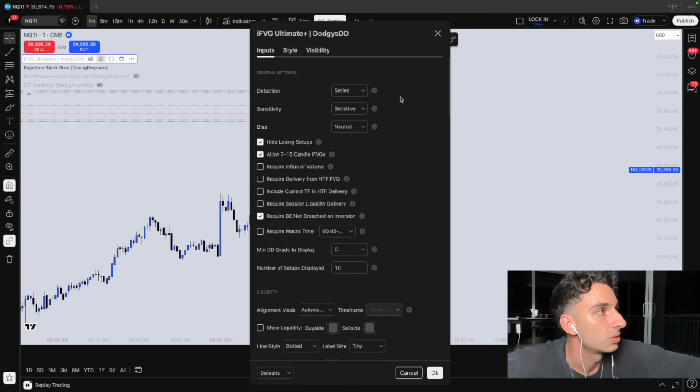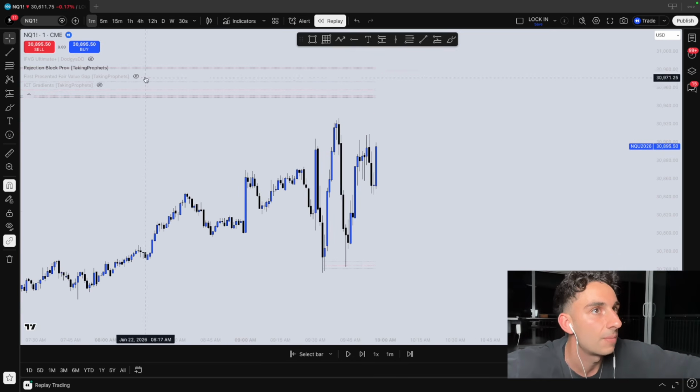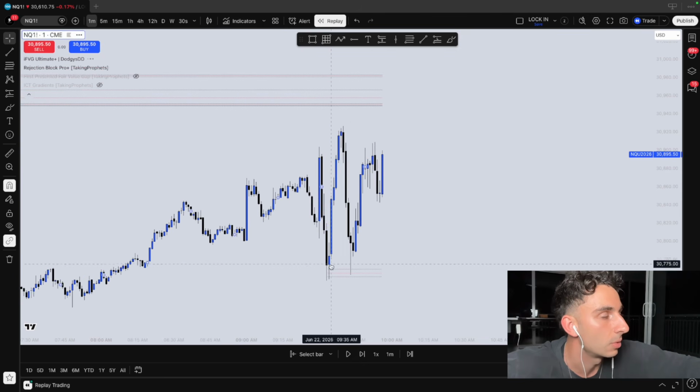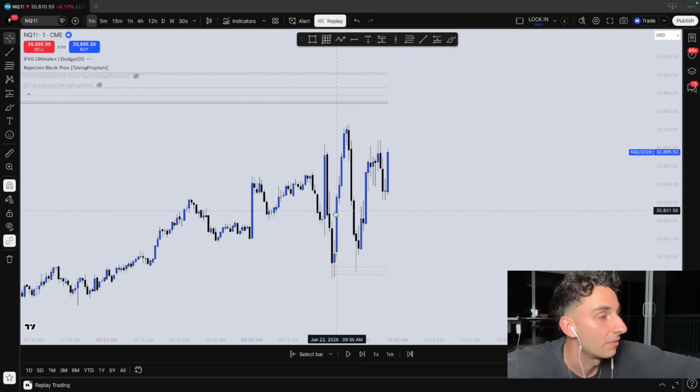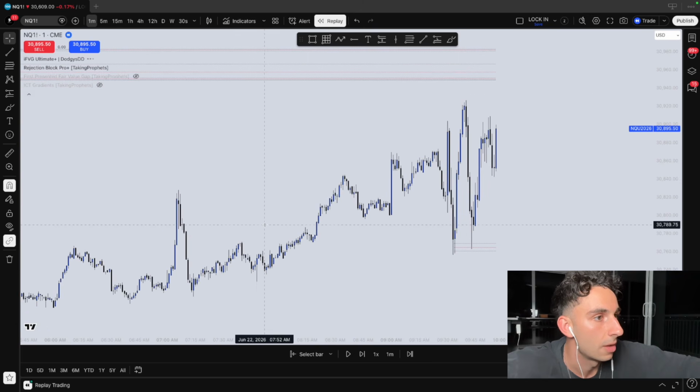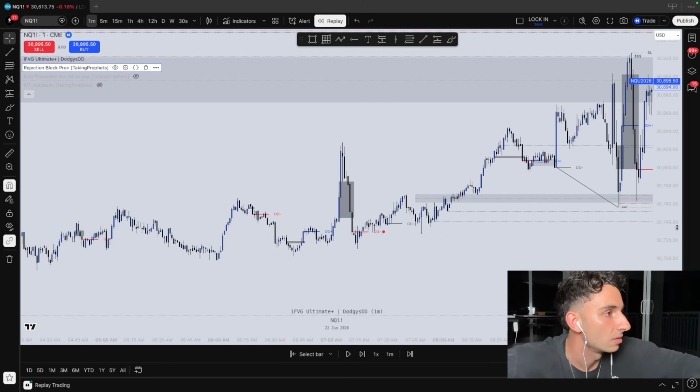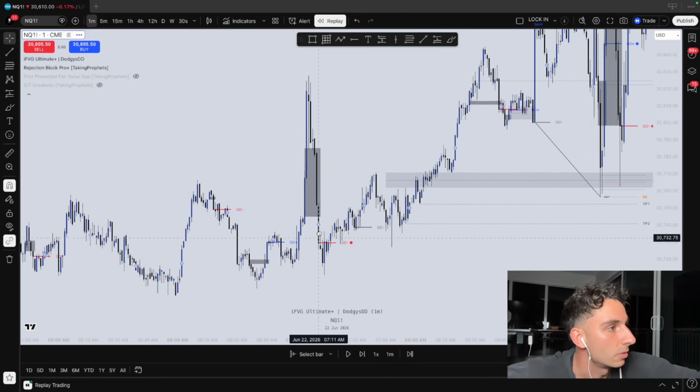Hide losing setups. So basically this is a way to just keep the chart very clean. This is not us trying to be sneaky and trying to be like, oh, the indicator's so good. It literally just keeps the chart clean. So basically whenever a setup hits stop loss, for example, do we even have an example here? I don't know. I'll turn it off for a second. Yeah, here we go. Here's with losing setups on.